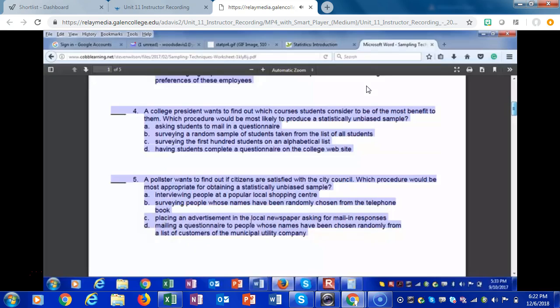Placing an advertisement in the local newspaper, well, everybody doesn't get the newspaper, so we can eliminate that as well. Interviewing people at the local shopping center, well, there are some people who just don't like shopping, so you won't get those people. Our last choice is B, surveying people whose names have been randomly chosen from a telephone book. Okay, because everyone who puts their name in the telephone book has an equal opportunity to be chosen.